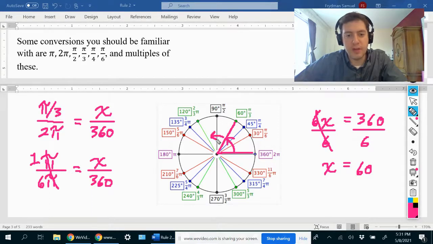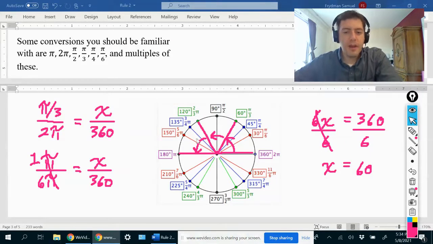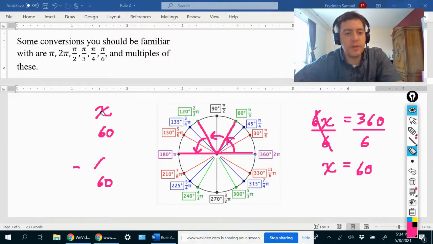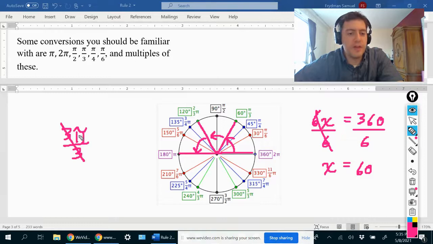If I add another pi over 3, now I have 2 pi over 3. That would be 120 degrees because I'm adding another 60 degrees to 60. If I go another pi over 3 radians, then I would be going another 60 degrees. So 120 plus 60 is 180. And by the way, I did pi over 3 three times. So now what I have is 3 pi over 3, and the 3's cancel here. So I have just pi. And you can see that in the picture, that is where I'm at.